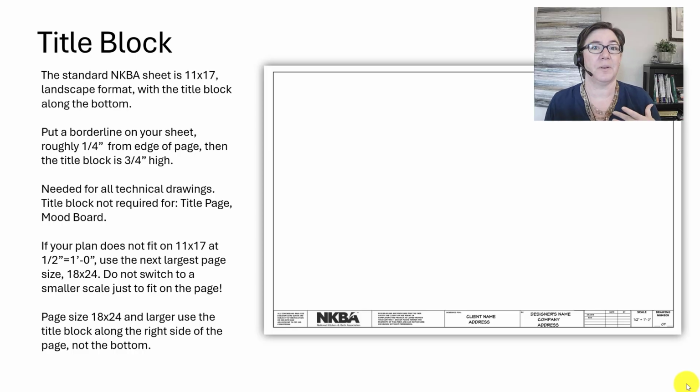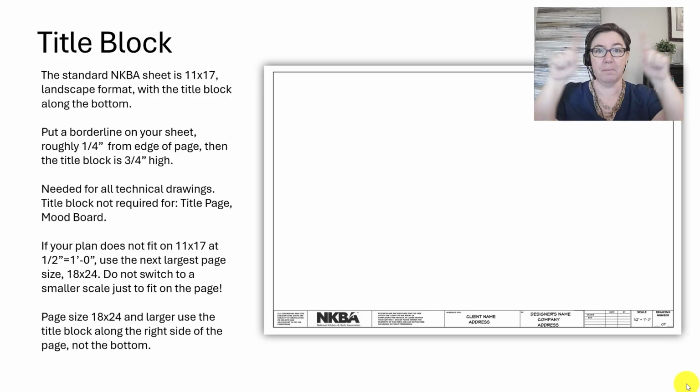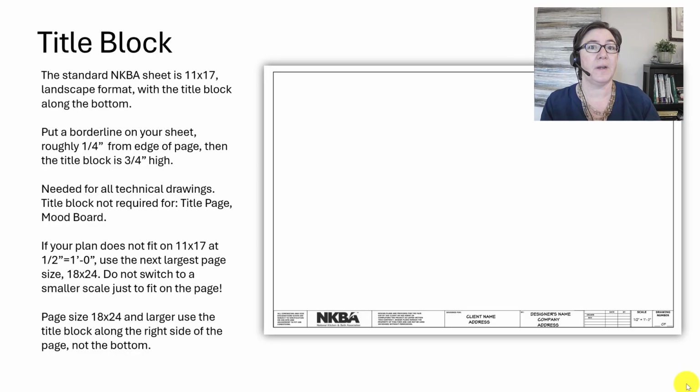When you set up your technical drawing sheets, you need to start with a title block. Standard NKBA sheets, 11 by 17, landscape format, not portrait, landscape, all right, with the title block along the bottom. Put a border line on your sheet. It's about 1/4 inch from the edge of the page, and then that title block is about 3/4 of an inch high. You need a title block on all your technical drawings. You don't need it for the title page because you can provide that project information in different ways.